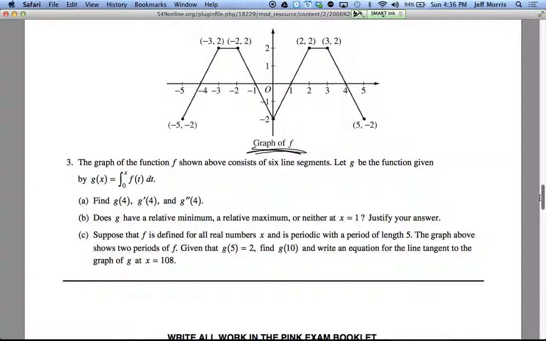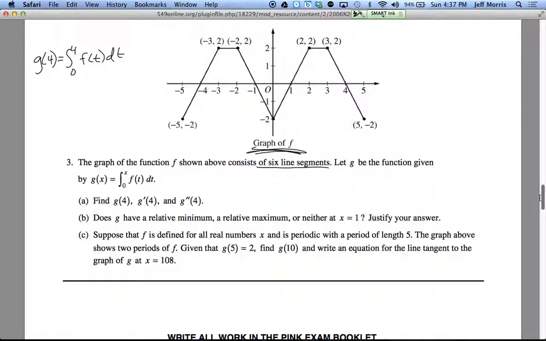Since they told us that we have 6 line segments, you can expect that you're going to have to do some geometry here. Areas of trapezoids, triangles, maybe semicircles, maybe squares, rectangles, something like that. Don't see any arches, so no semicircles this time. All right, we want the area from 0 to x. G of 4. That would be the area from 0 to 4, f of t dt.